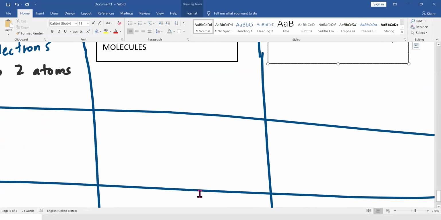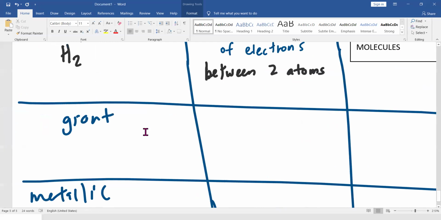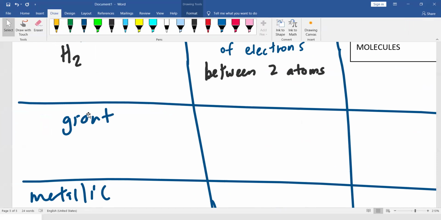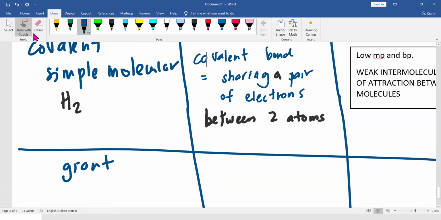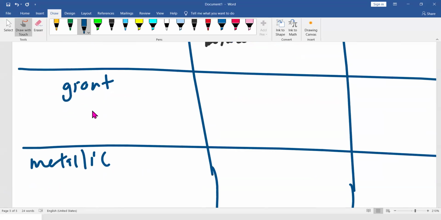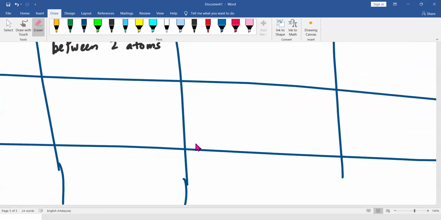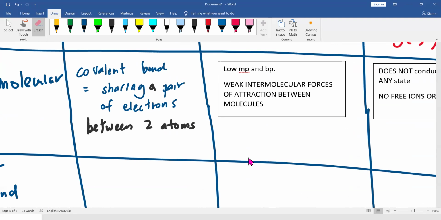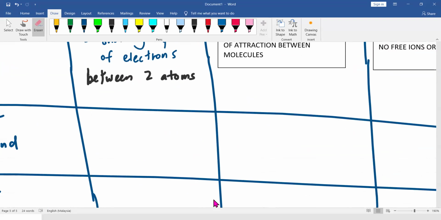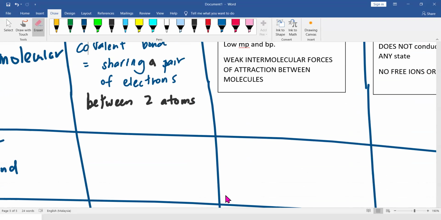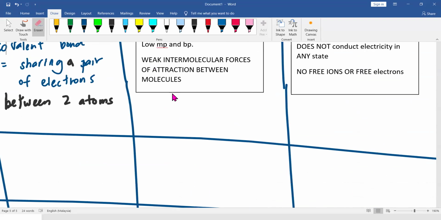Giant covalent. Example of diamond, it's the easiest. So it has strong covalent bonds. Definition is still the same: sharing a pair of electrons between two atoms. But now it just goes on and on. There are many, many covalent bonds. So high or low melting point? Very high.